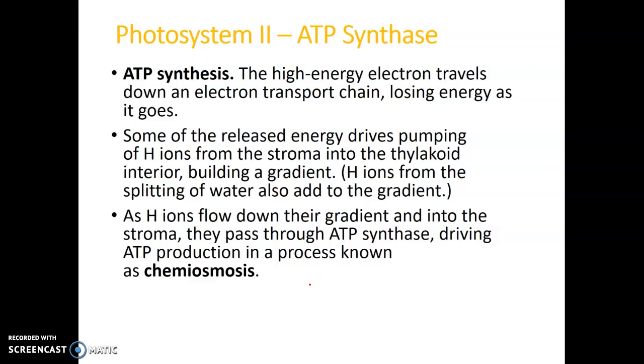Now, ATP synthesis is when the high energy electrons travel down an electron transport chain, losing energy as they go. Some of the released energy drives the pumping of the hydrogen ions from the stroma into the thylakoid interior, building a gradient. And then as the hydrogen ions flow down their gradient into the stroma, they pass through the ATP synthase, and this process is known as chemiosmosis, like we just explained.